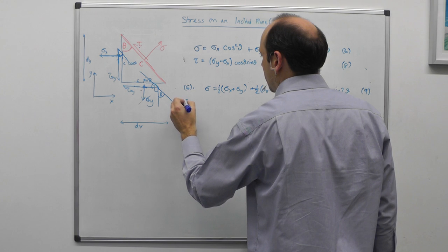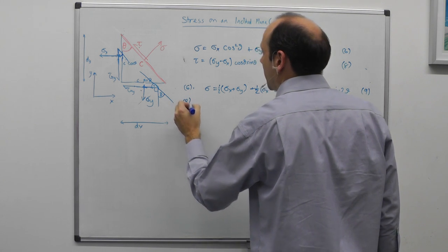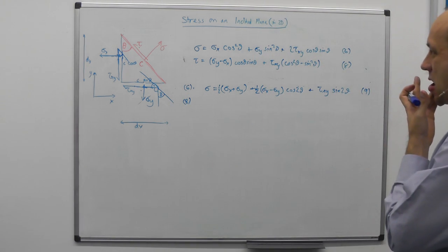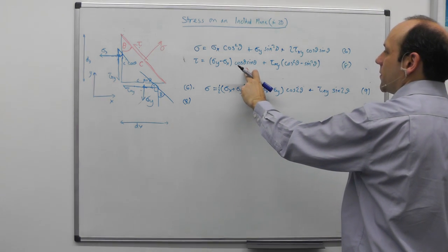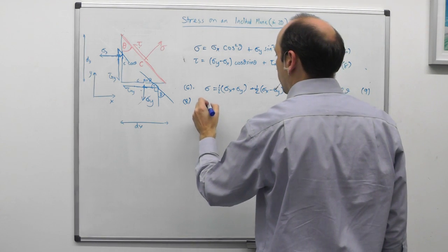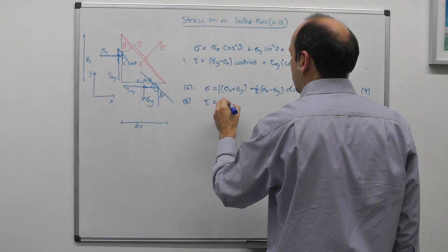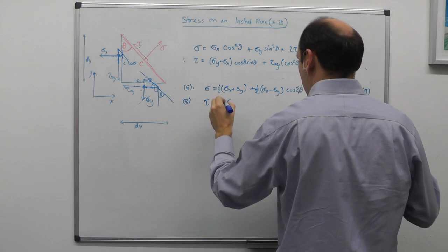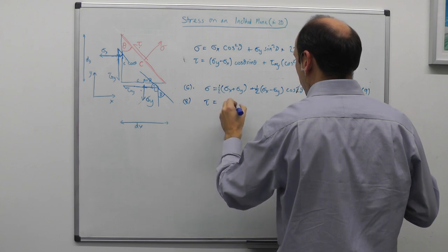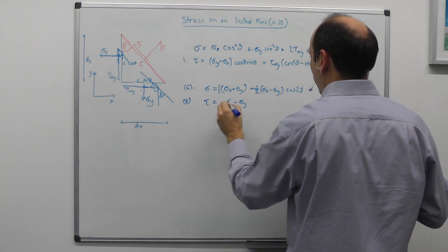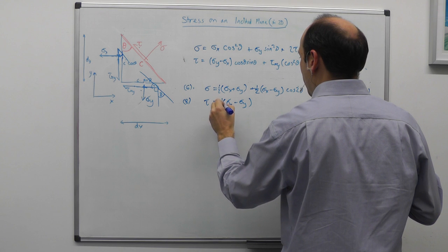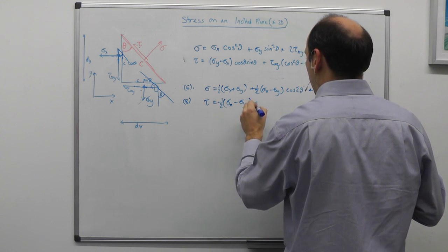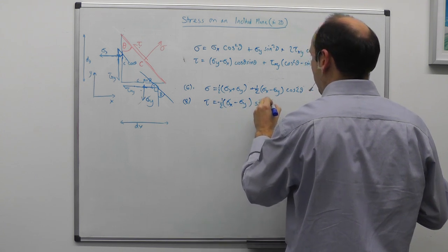Now the other thing, let's do the same trick to equation 8. We'll mess with it again. So this is like a half sine 2 theta. So we've got tau is equal to sigma y. Let's put a minus sign through, so it goes sigma x minus sigma y, so we keep this symmetry here, times minus a half times sine 2 theta.